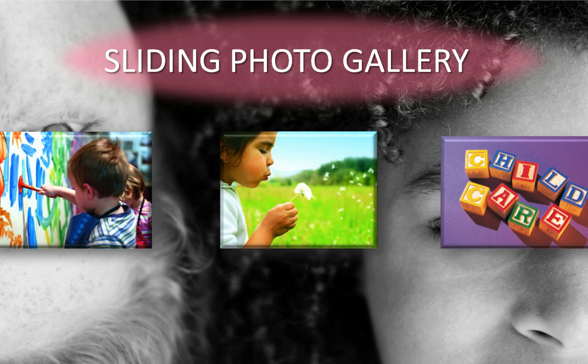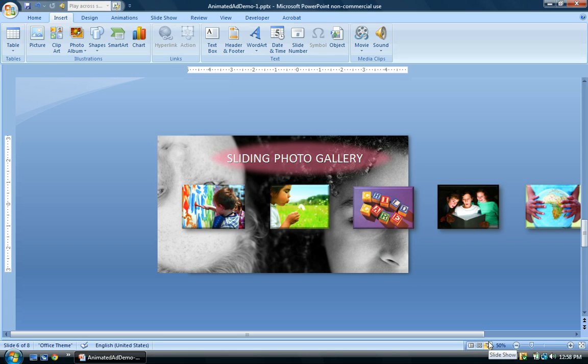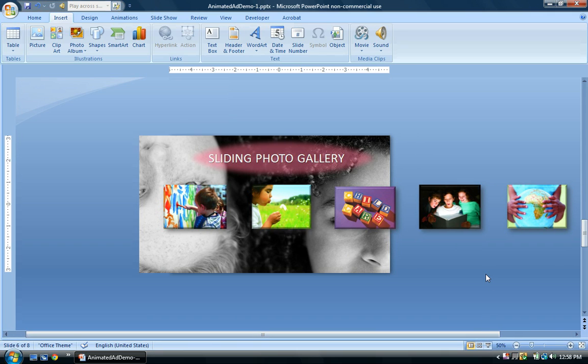Today I'm going to show you how to make a sliding photo gallery in Microsoft PowerPoint 2007. Now I have a new slide set up here. All of my photos have been pre-selected and sized. And the first thing I want to do is set placeholders for where the images are going to move to.